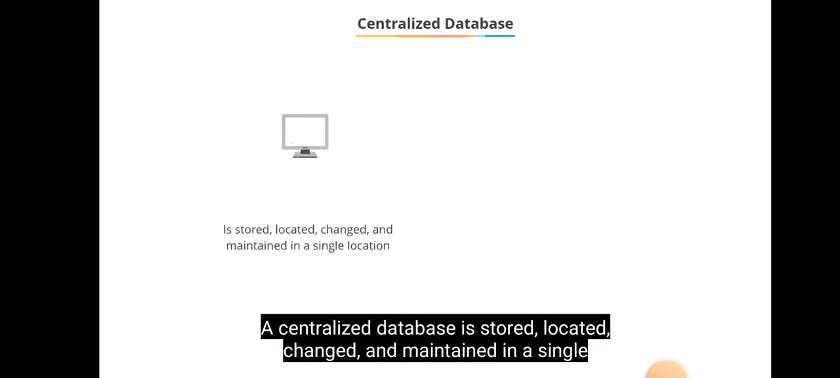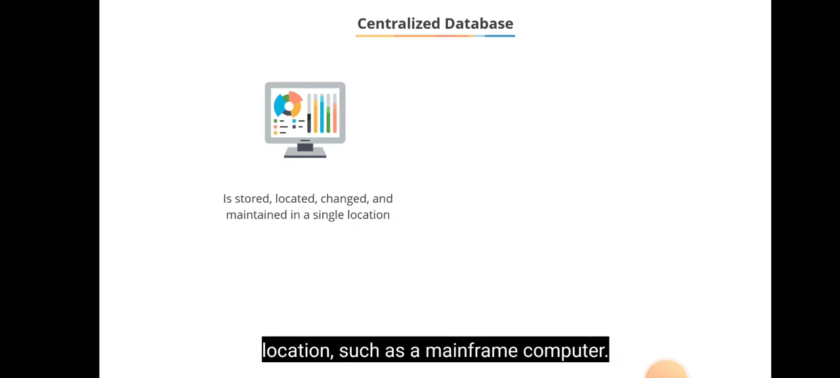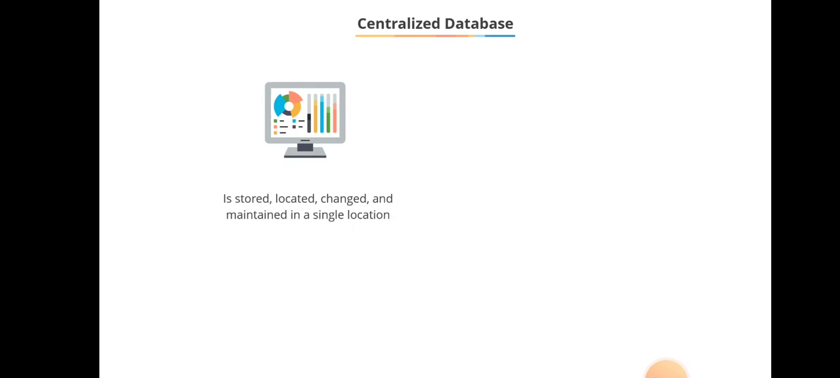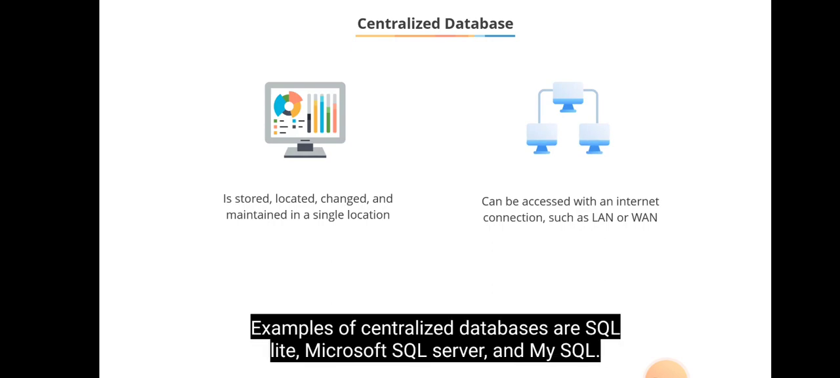Next, we will move on to centralized database. A centralized database is stored, located, changed, and maintained in a single location, such as a mainframe computer. It is frequently accessed via an internet connection, such as a LAN or WAN. Examples of centralized databases are SQLite, Microsoft SQL Server, and MySQL.